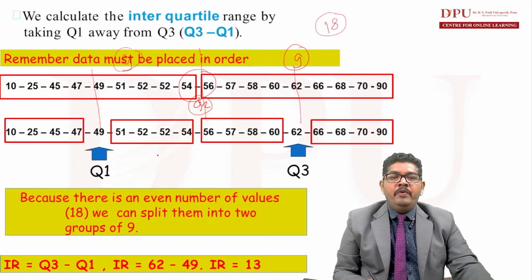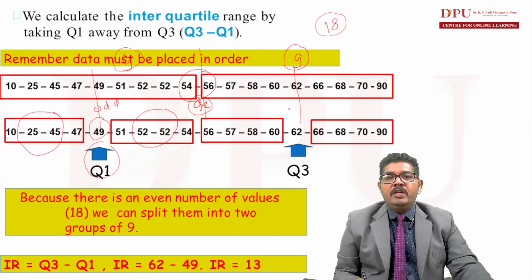Now when we have to further divide the two halves which are made by quartile 2, we have an odd number of observations here. So by keeping 4 observations on the left hand side and 4 observations on the right hand side, we can get the Q1 value, which is 49, and same thing can be done with the second part. So Q3 is 62, and interquartile range will be equal to Q3 minus Q1. So 62 minus 49, this is equal to 13.